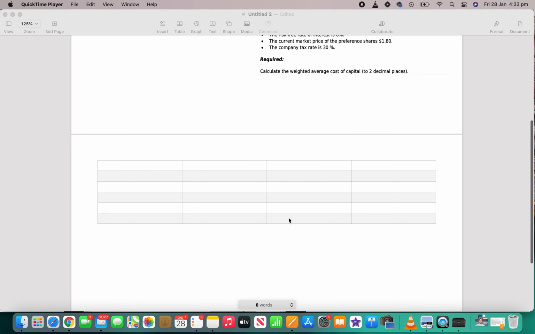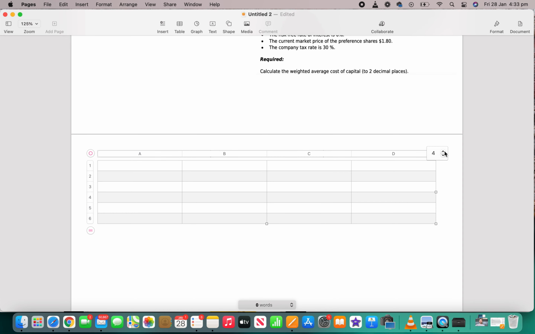So what I've done here is just started a table. Now in an exam, whether you're doing the paper or online, you won't be given a table and you won't be told what's in it or the headings or anything like that. So you will have to understand what that is. Now I do need to add another row into that.